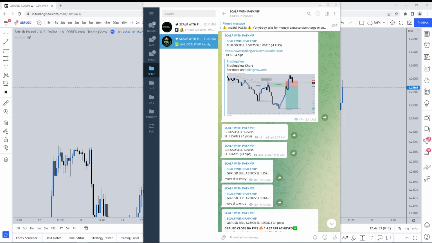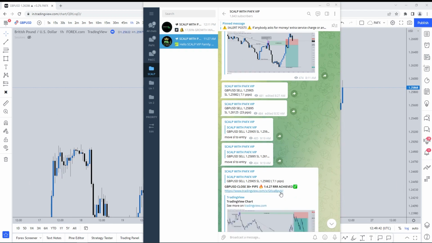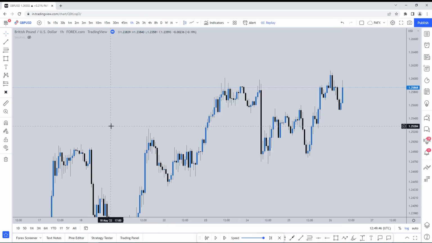So this trade was sent at Scalp with BFX VIP, and the trade was in pound dollar. With this trade we have gained 30 plus pips with a risk to reward of 1:4.27. So let's head into the charts.